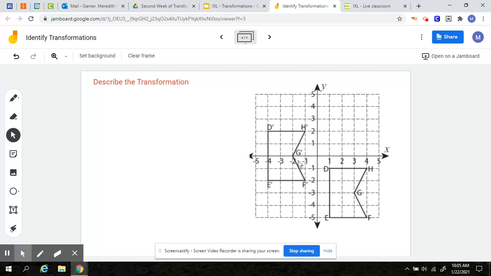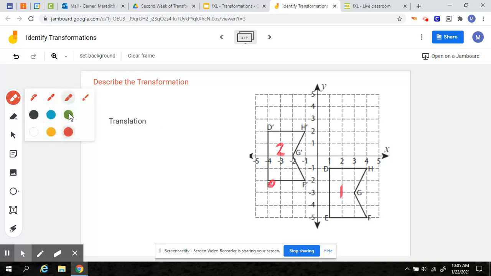We need to figure out which one is our pre-image. I know this is a translation because it's a slide. Like I said, it's very important to figure out which one is your pre-image. Here, the bottom one is my starting point because it has those regular letters, and the top one is my second shape, my image, because it has those dashes after the letters.